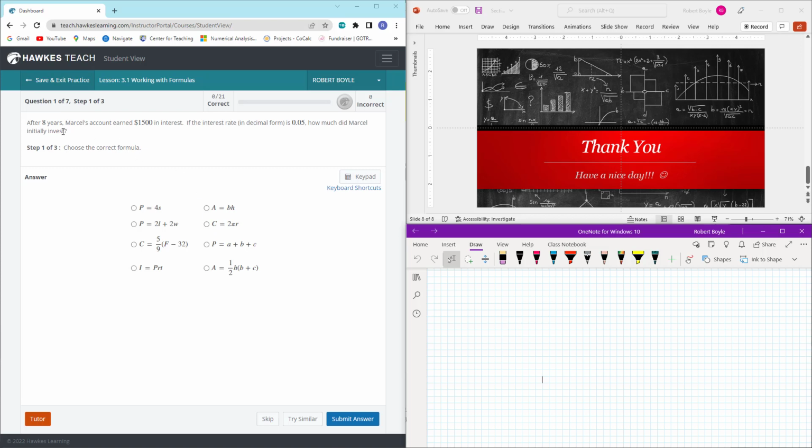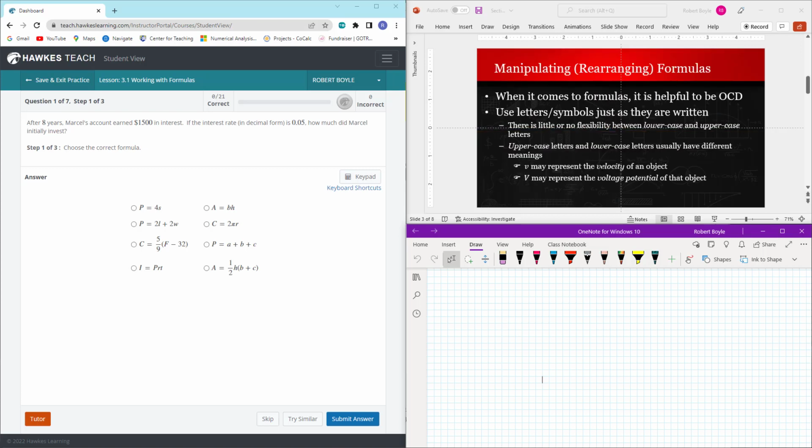Okay, the first thing we want to do is read the problem. And this problem says that after 8 years, our sales account earned $15,000 in interest. If the interest rate in decimal form is 0.05, how much did Marcel initially invest? And the first thing we need to do is determine the correct formula. Okay, so let's go ahead and do that.